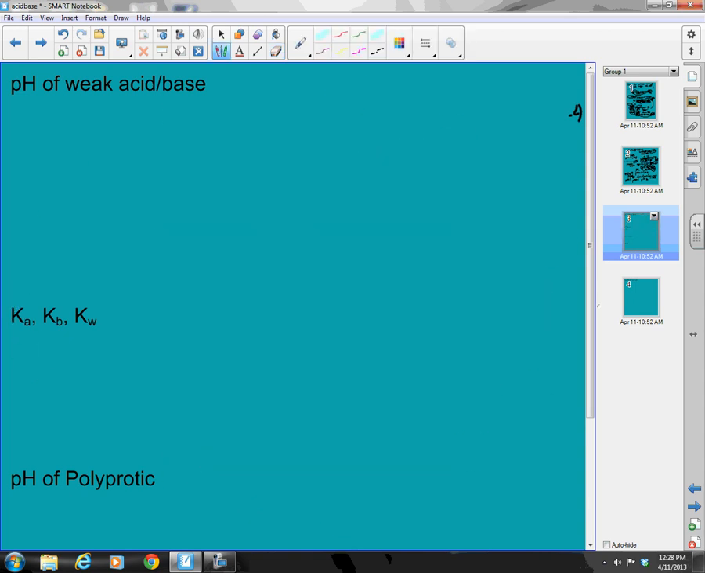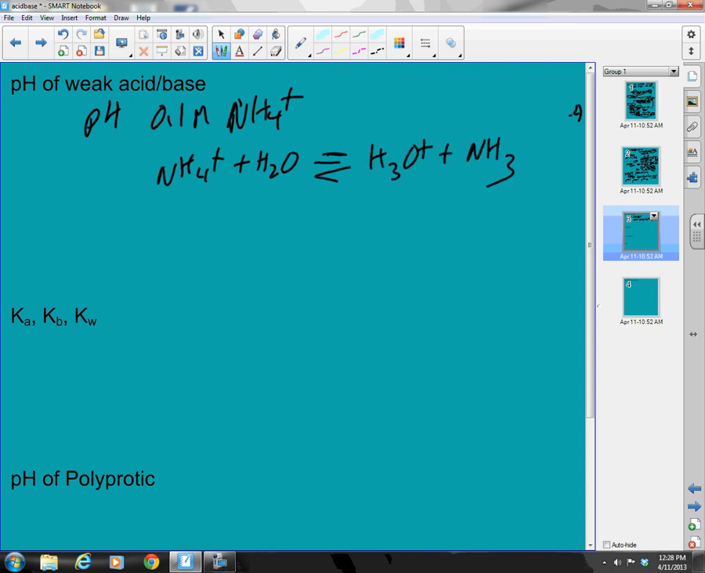Let's say I want to know the pH of a 0.1 molar solution of ammonium. So I'm going to write ammonium plus water yields hydronium plus ammonia, and I would go 0.100 minus x, and so my Ka is equal to x squared over 0.1 minus x.